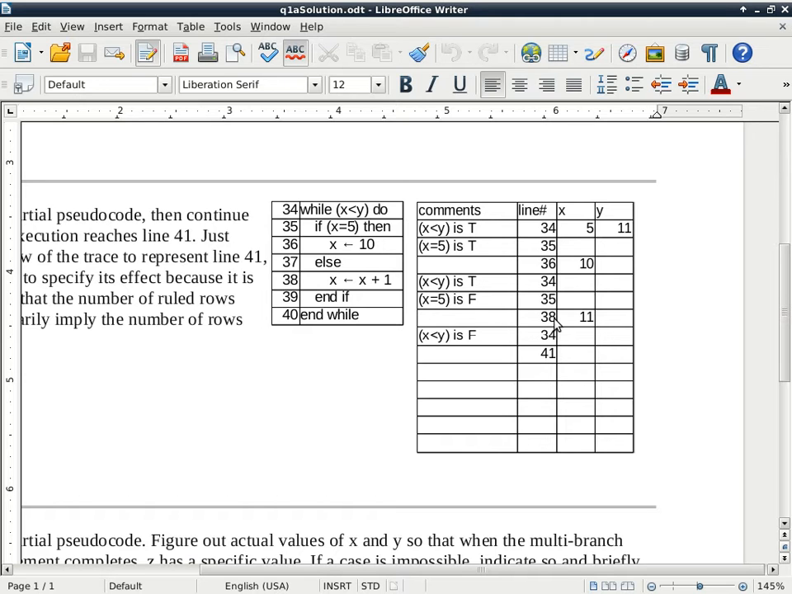There's nothing else to do there. And then we go back to the beginning of the while loop. The condition of x is less than y is finally false because 11 is less than 11 is false, and that's how we can get to line 41, because that is whatever is following this particular code.